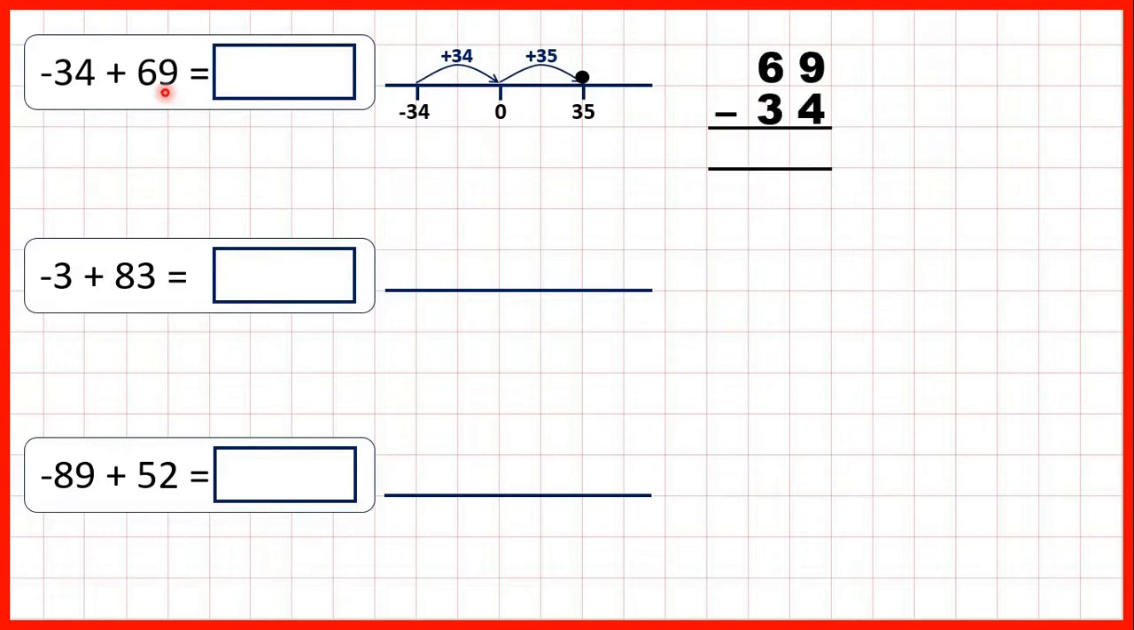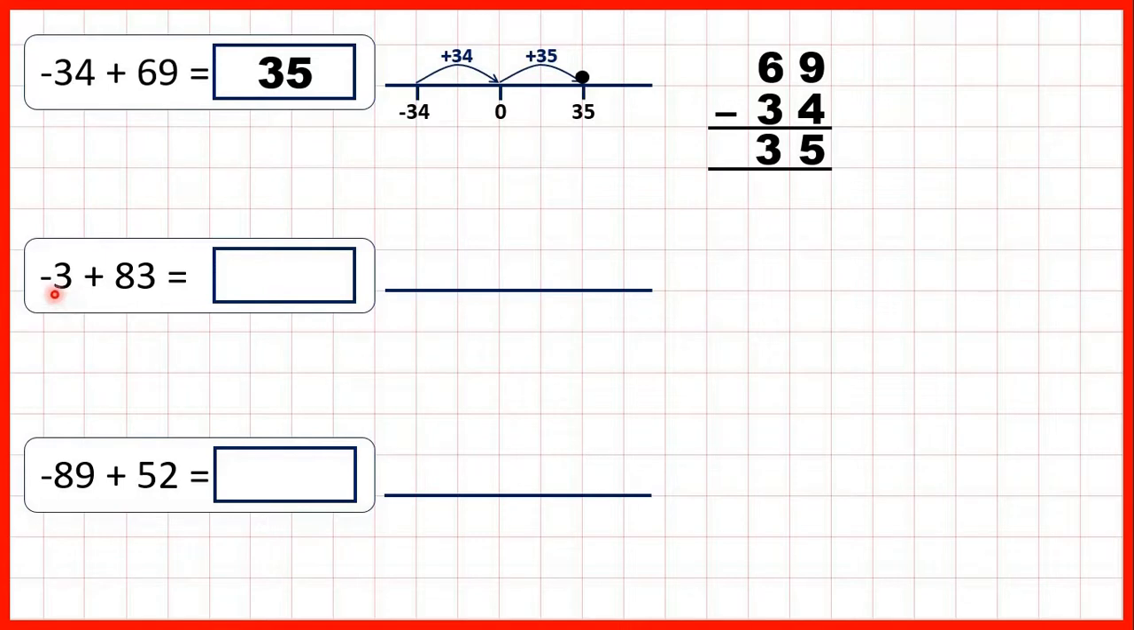Now what we could have done here is work out 69 minus 34. 9 minus 4 is 5, and 6 minus 3 is 3. So that gives us our answer 35. Because when we've already added 34 to get to 0, subtracting 34 gives us the number that we need to add on our next jump.